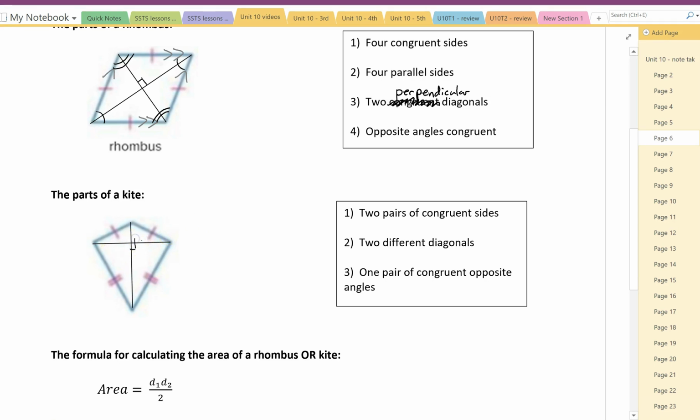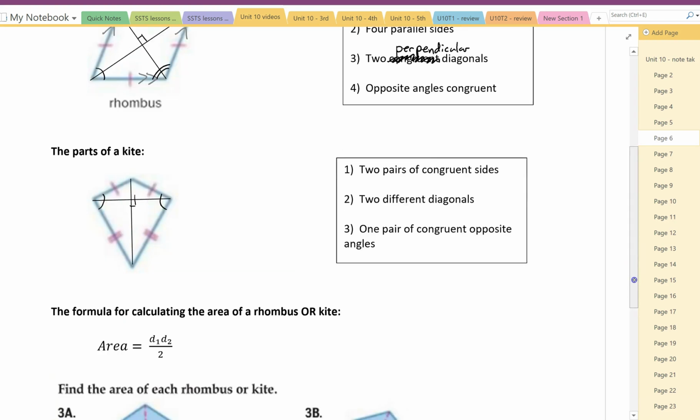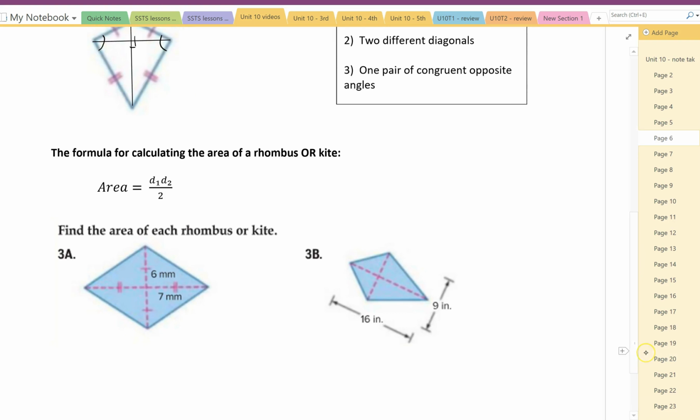These two lines are perpendicular. In other words, they meet at a 90-degree angle or a right angle. They also have one pair, of course, of congruent angles. Okay? This one right here and this one right here are not congruent. All right. So how do I figure out the area of a rhombus or a kite?